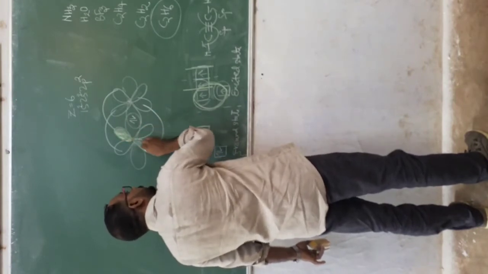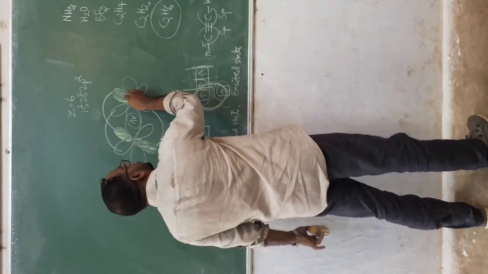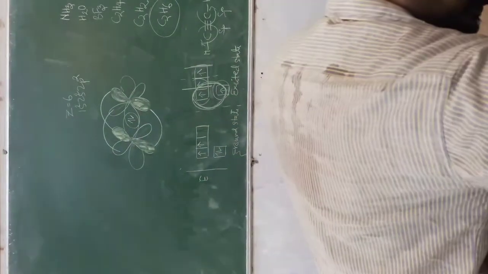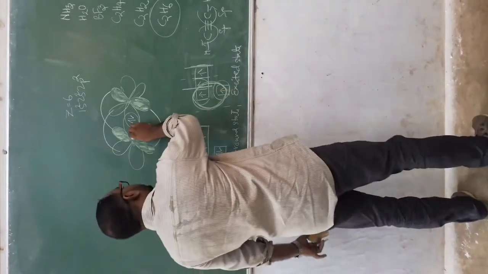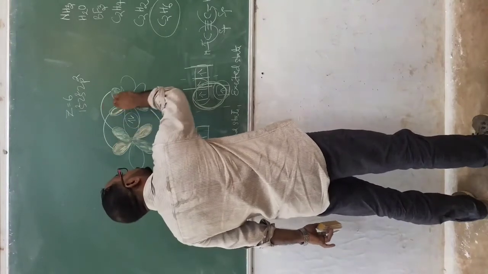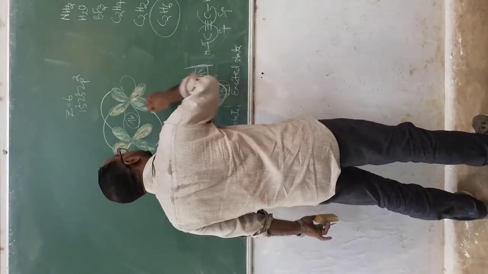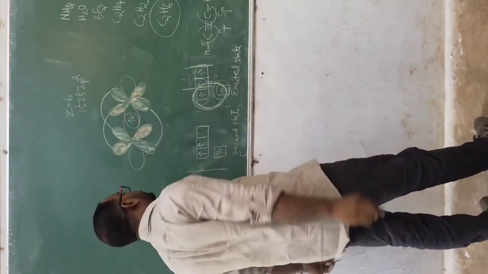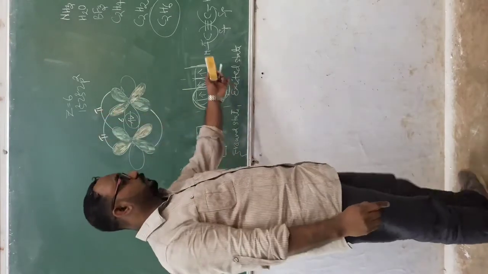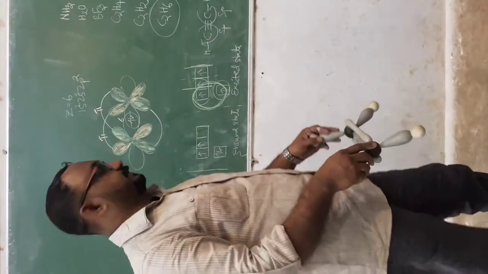This is 1 p orbital, which is taken as horizontal. Another p orbital. This is another p orbital. So these two will overlap. These two will overlap. So there are 2 pi bonds and 1 sigma bond. That's how we draw the orbital overlapping diagram for ethyne or acetylene.